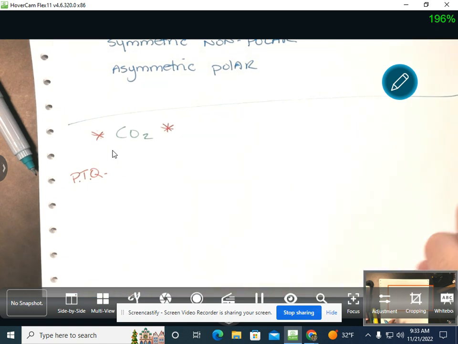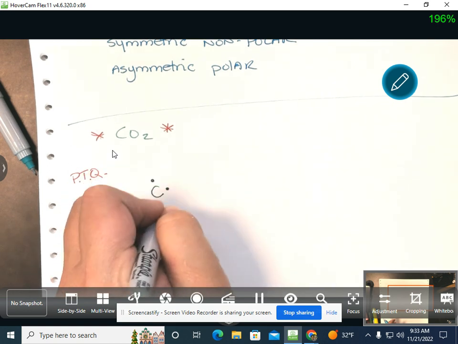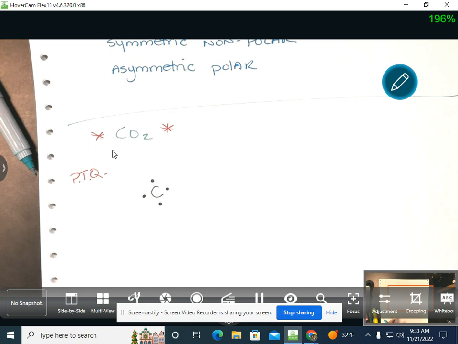All right. This is what we're going to do. We're going to do this one a little bit differently. You're going to watch. You're not going to draw anything. Do not draw anything, because it's going to get messy. All right. Carbon has 4 valence electrons. Oxygen has 6 valence electrons. And there are 2 oxygens.